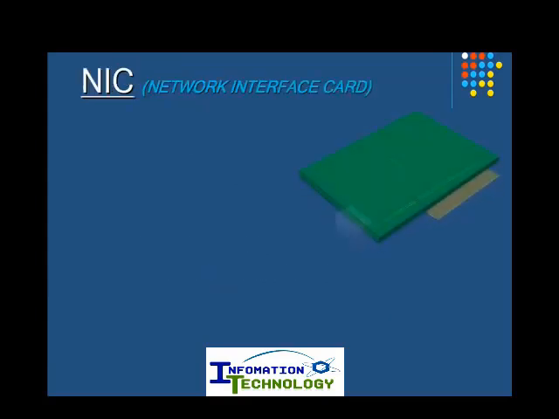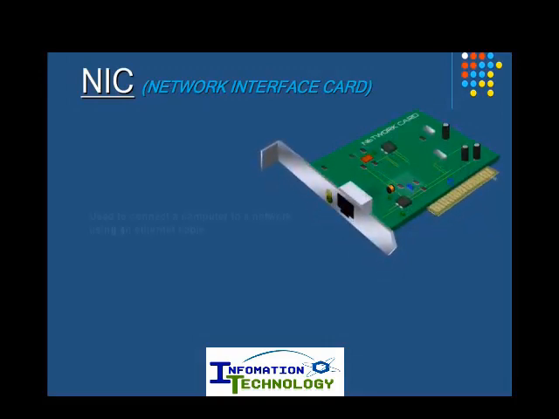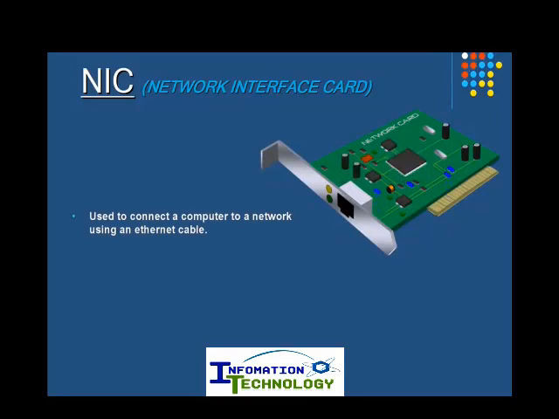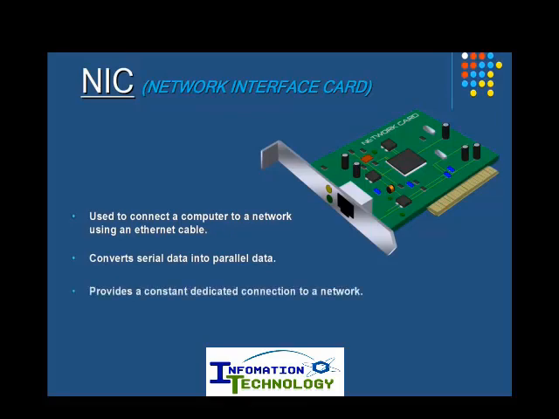Another type of adapter card is a Network Interface Card, or NIC, and this is used to connect a computer to a network by using an Ethernet cable. It's basically a circuit board with a network adapter that is installed on your computer, and its job is to convert serial data into parallel data so the computer can understand it. A NIC provides a computer with a constant dedicated connection to a network. And each network card has its own unique identifier, called a MAC address.